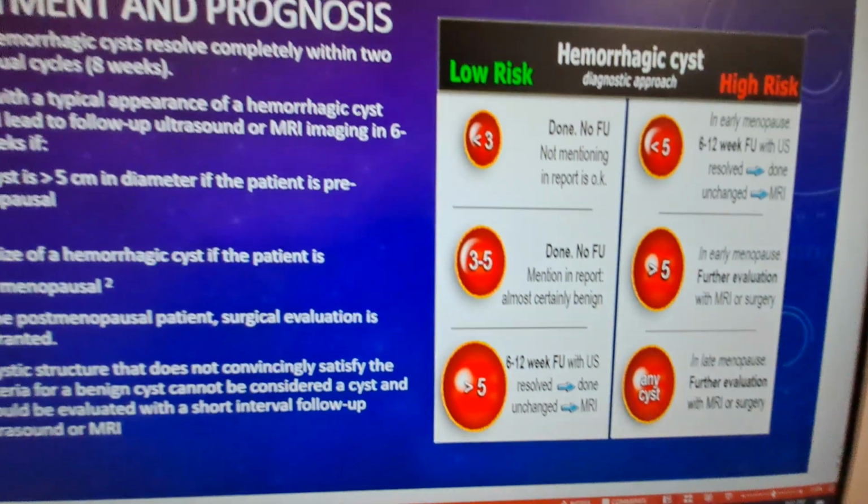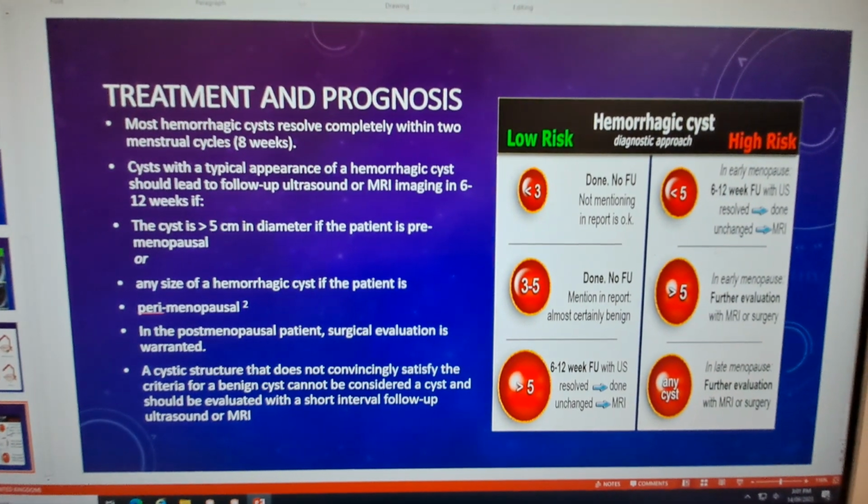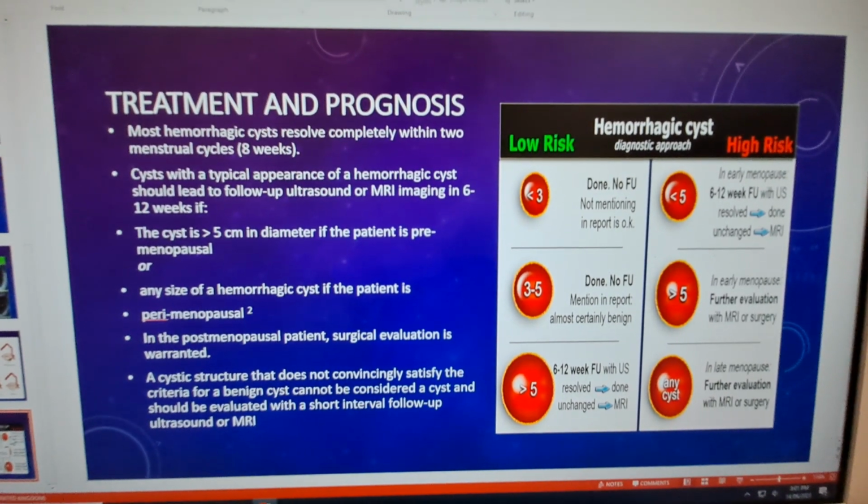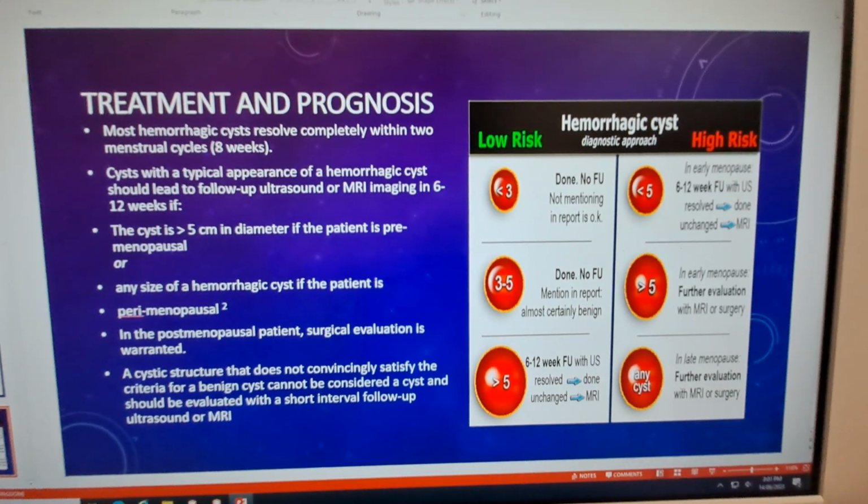So this is the whole topic which I have tried to cover with the treatment, follow-up, and what is related to ultrasound of the hemorrhagic ovarian cyst and its complications.